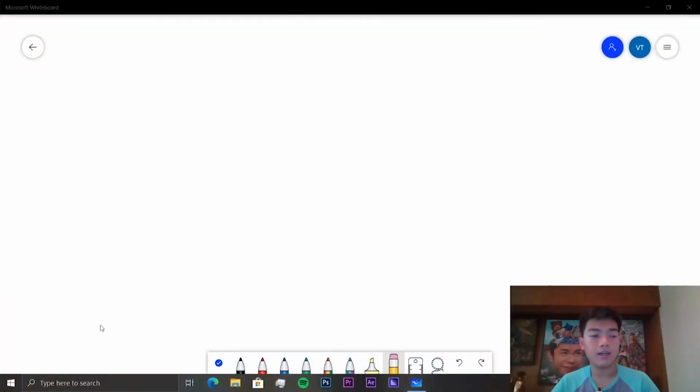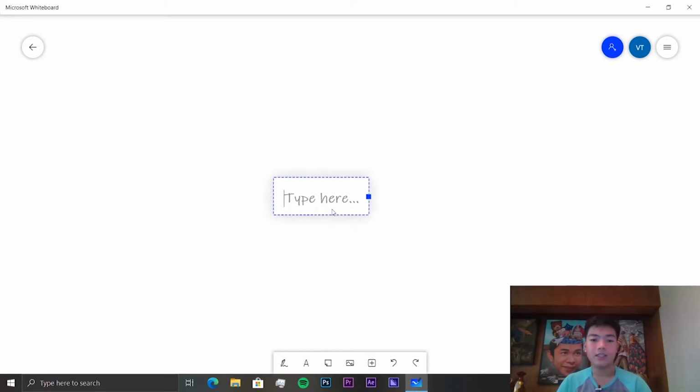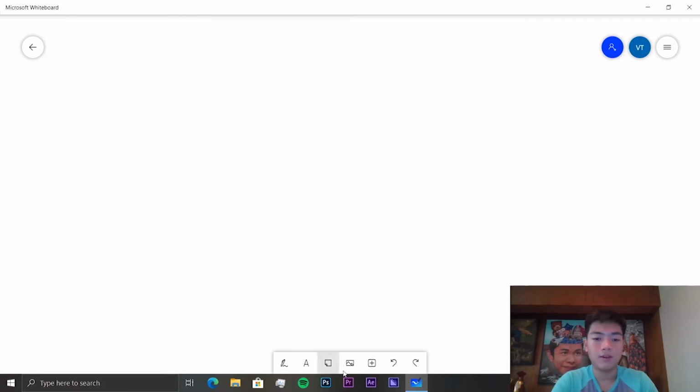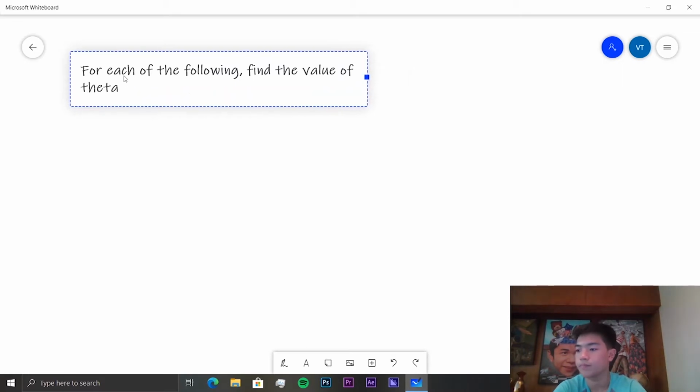And so we're going to continue our exploration of trigonometric equations. For the next exercise, we just have to solve a bunch of trigonometric equations using the skills we got from the last speedrun. For each of the following, find the value of theta for 0 less than or equal to theta less than or equal to 2 pi.